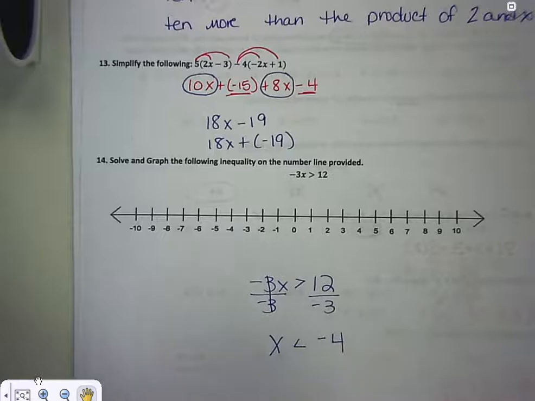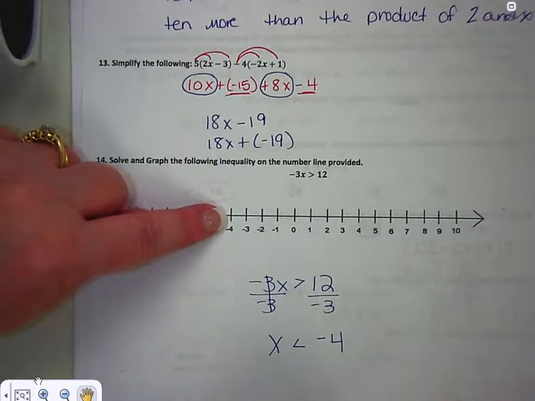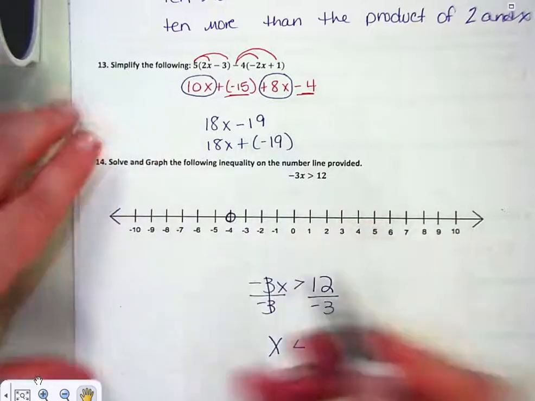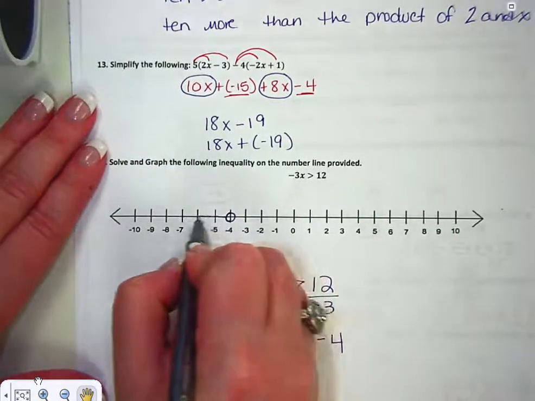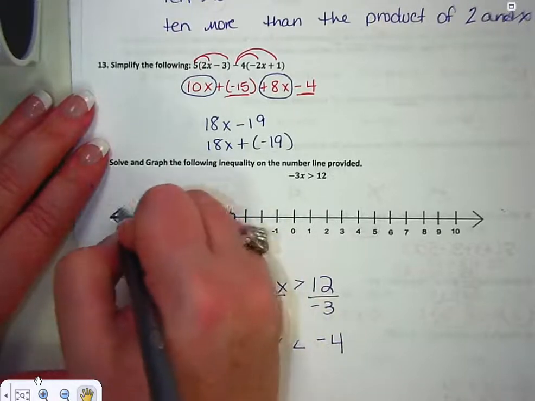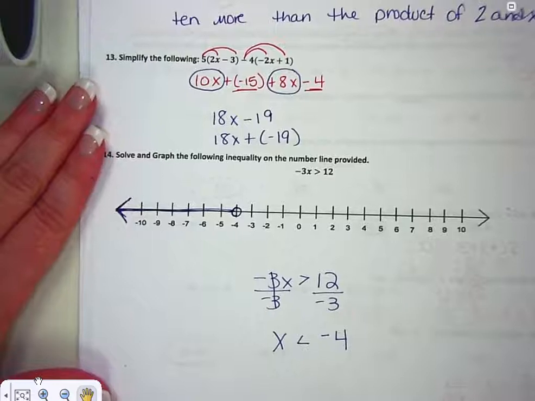All right. So go to negative 4. Is it an open circle or a closed circle? Open circle. All the numbers left. And we're going to go in the, Miss Miller, I got it right. I got it right too. Well, fine. All right, any questions?